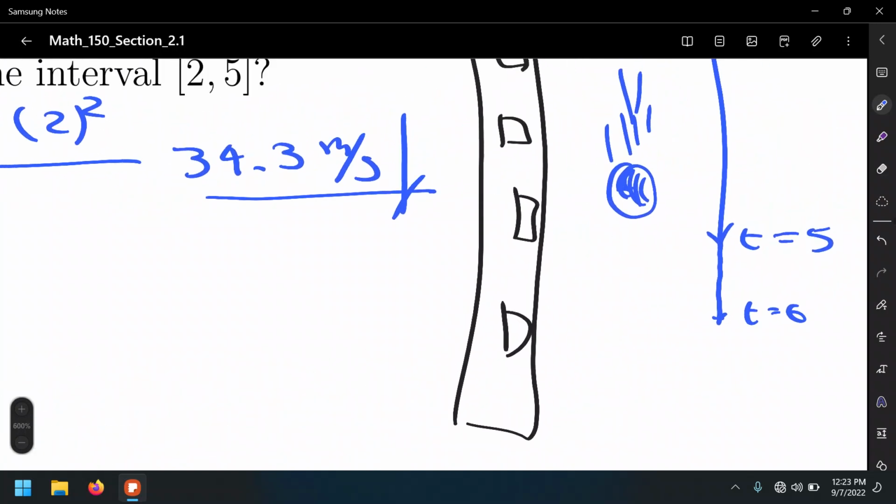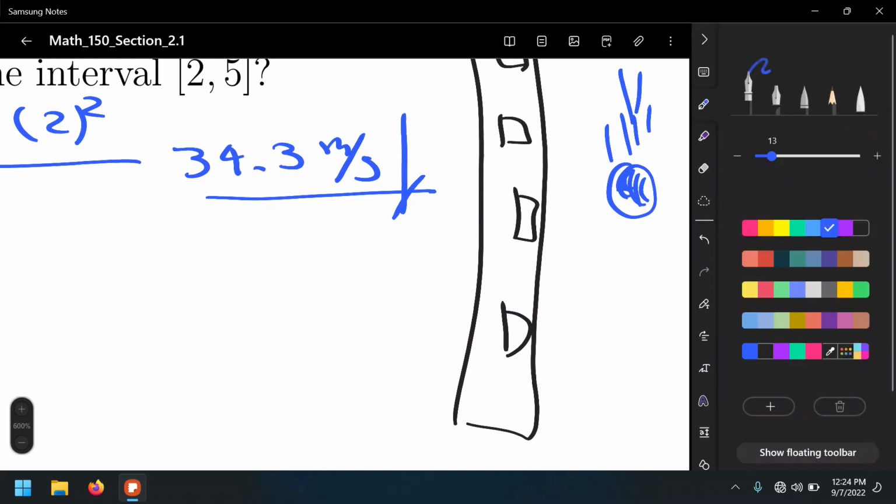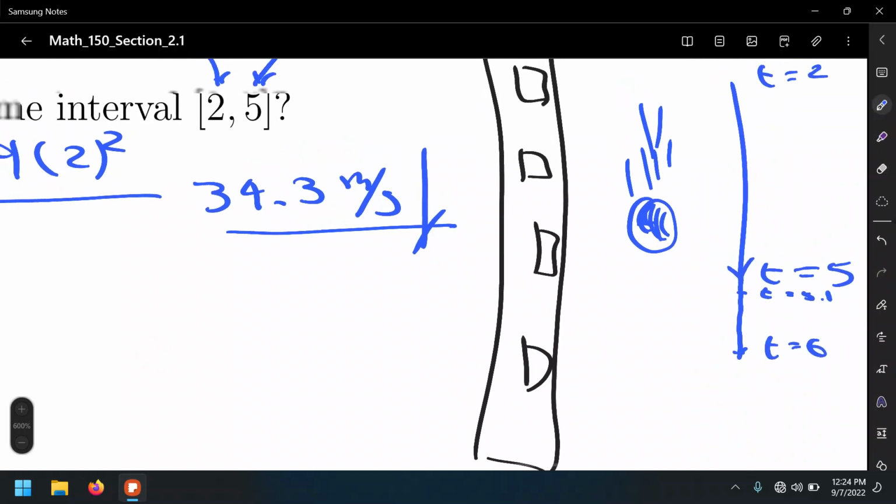What if in this case, check this out, instead of considering the interval from t equals 5 to t equals 6, which is only 1 second difference, but it's a big difference. However, if I go from t equals 5 to t equals 5.1, isn't that a way smaller interval? Isn't that like getting closer to the actual instantaneous velocity at 5? Okay, let's compute that.